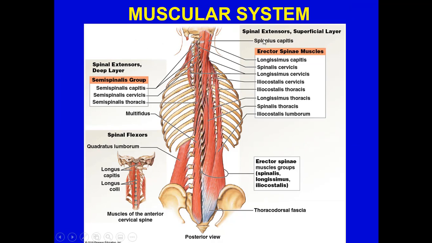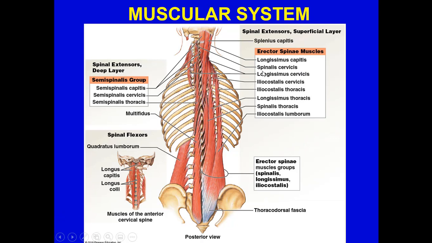The spinalis capitis, okay, the spinalis cervicis here. The longissimus capitis is here. So all of these are attached either to the head or they're going to be attached to the neck. And we're going to get into that in a minute.